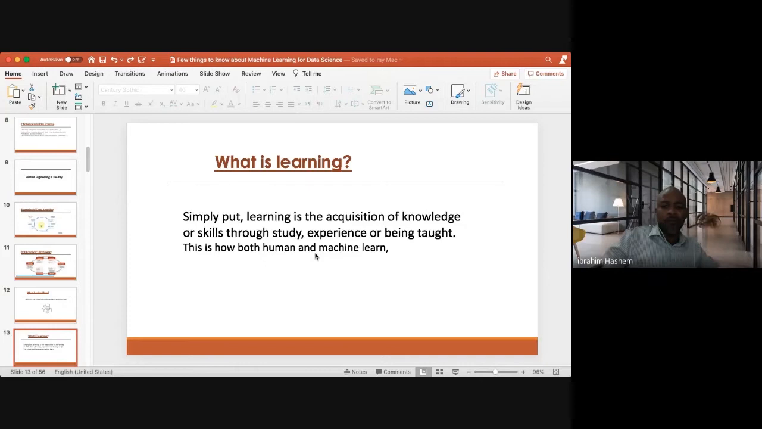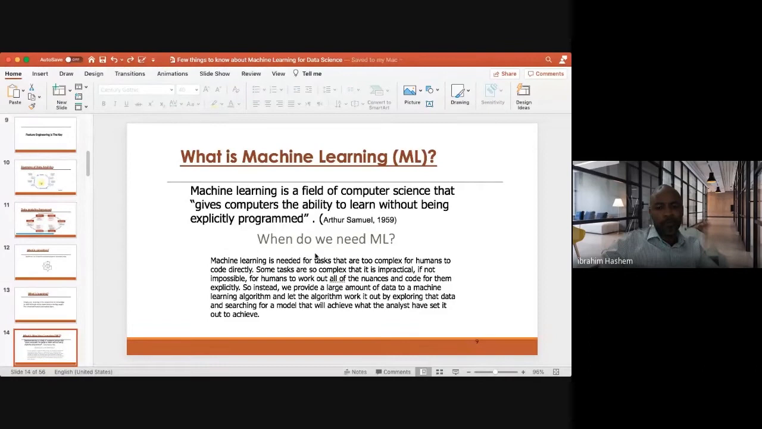The definition of machine learning, as Samuel defined it in 1959, is the field of computer science that gives computers the ability to learn without being explicitly programmed. It means the computer should be able to learn by itself without a programmer programming what the computer must do, step-by-step. This is the traditional way, where we write a step-by-step procedure and ask the computer to follow the steps to get the answer. But with machine learning, the computer should be able to learn without being explicitly programmed.